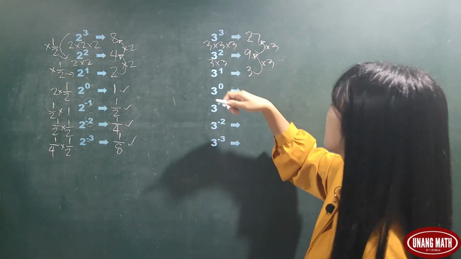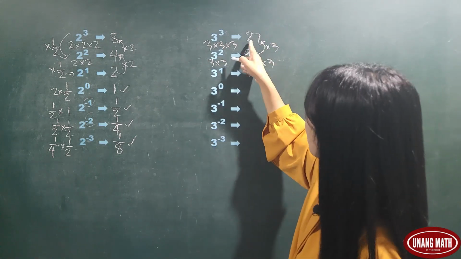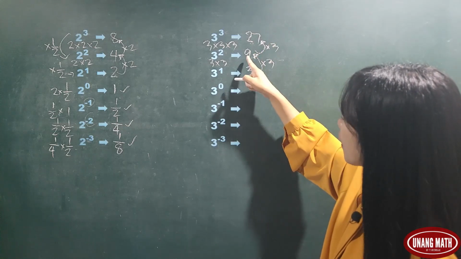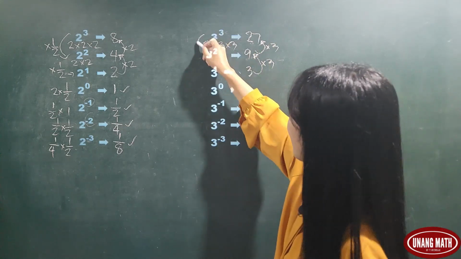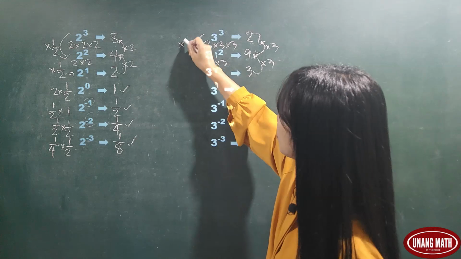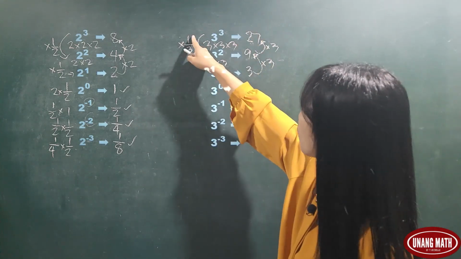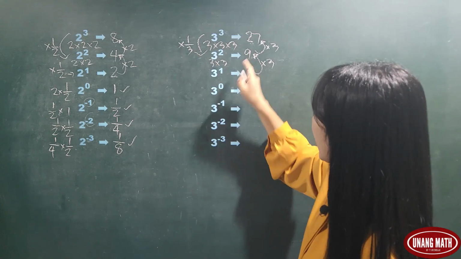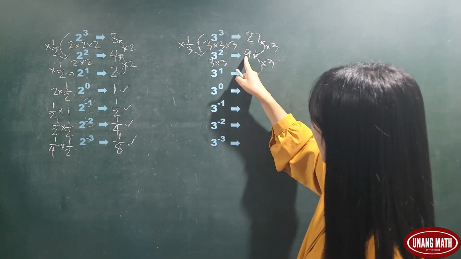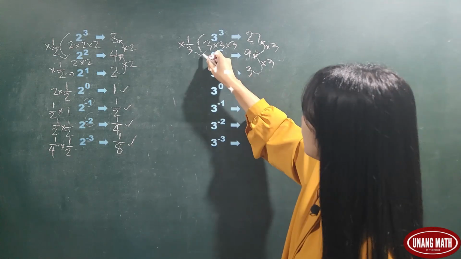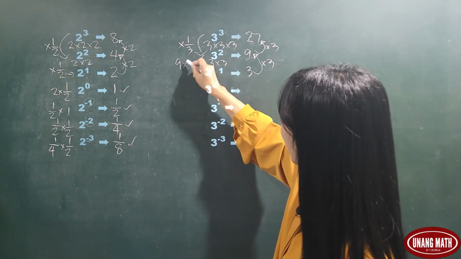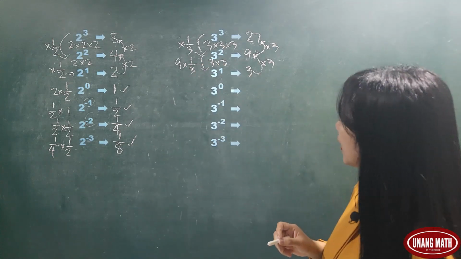Let's do the opposite way. If it's 27, how are we going to get 9? That means times 1 over 3. 27 times 1 over 3 is equal to 9. How about 9, how are we going to get 3? It's 9 times 1 over 3.